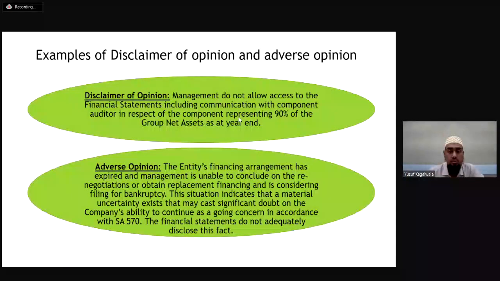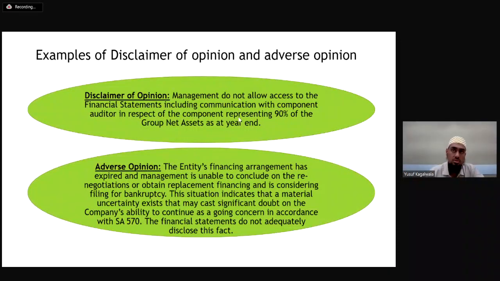In case of adverse opinion, this is a pure example of a going concern issue, where the entity's financing arrangement has expired and the management is unable to arrive at any future cash flows. The company has even filed for bankruptcy, so it means that the company does not want to continue. But still, the management has prepared the financial statements on a going concern basis. If the going concern assumption is not correct, and the financial statements are still prepared on a going concern basis, then an adverse opinion needs to be given, not a qualified opinion.